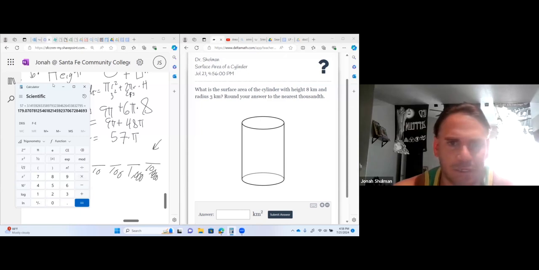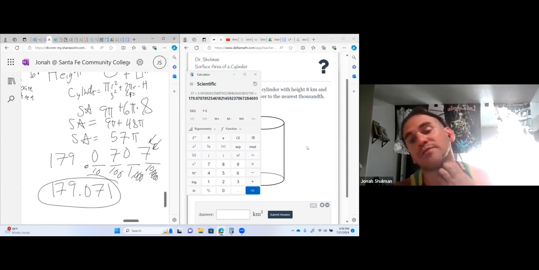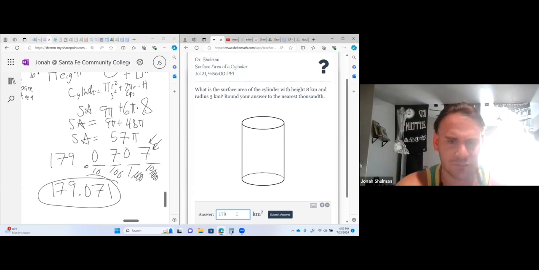All right, so let's write it in. We have 179.0707. Is this bigger than 5? Oh, yes, it is. 179.071. That's your answer. Notice that I tried my best to show you how the formulas all kind of came together. I think that's the best way to do it, students, for any one of these shapes.